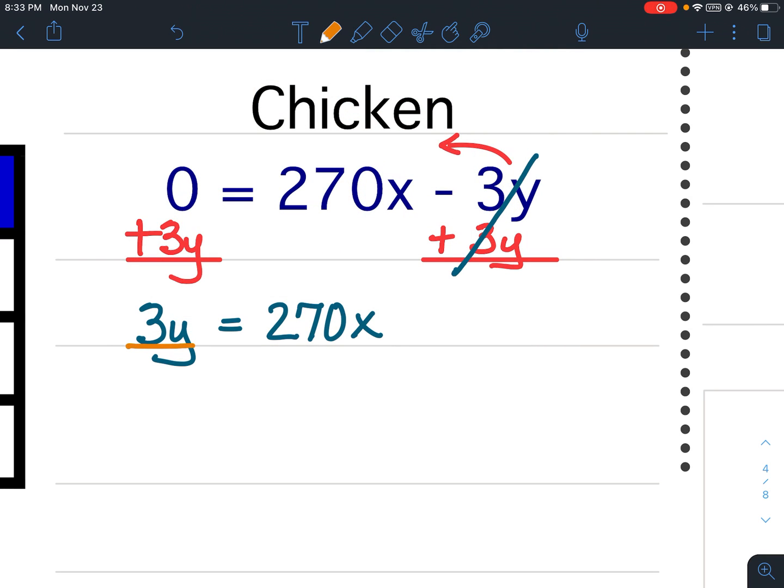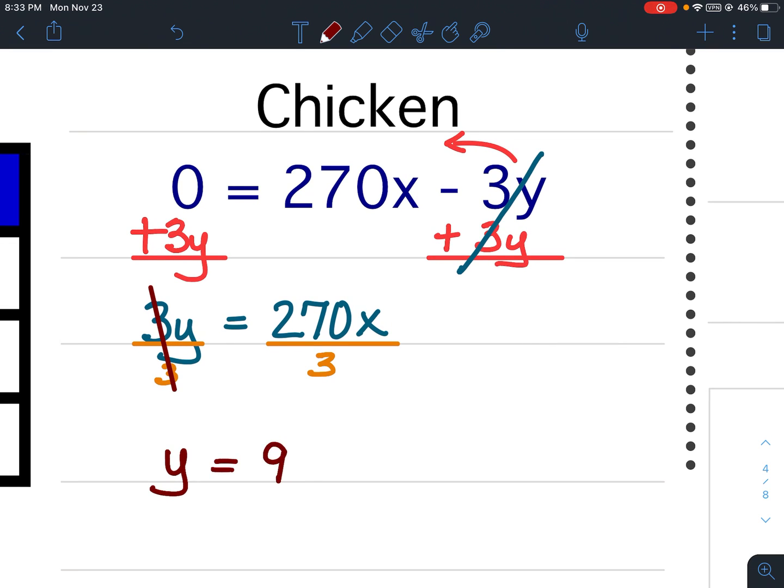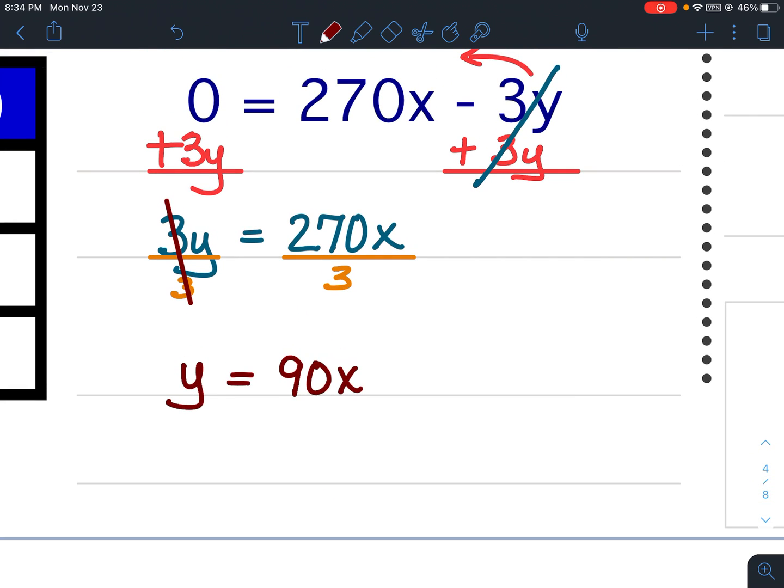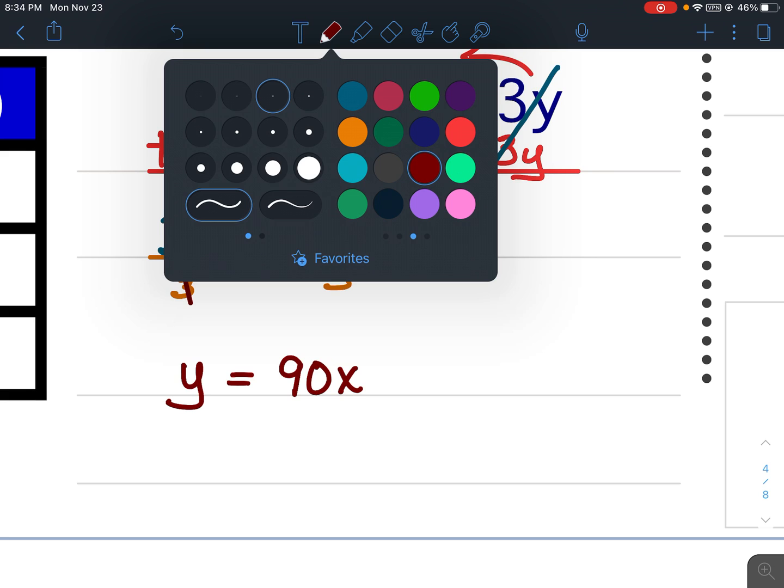Now I divide both sides by 3. So Y equals 270 divided by 3, which is 90x. Okay, so once you solve for Y, then I know that this is in slope-intercept form, and the slope is in front of X. So for the chicken, my slope is the number in front of X, which is 90.